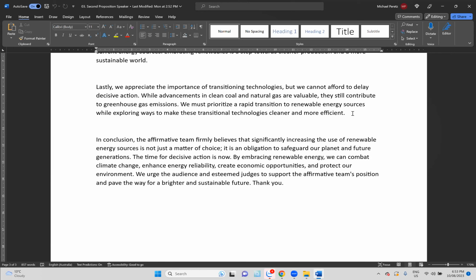In conclusion, the affirmative team firmly believes that significantly increasing the use of renewable energy sources is not just a matter of choice, it's an obligation to safeguard our planet and future generations. So they're saying the argument they're summing up with here is saying that it's not just something that would be nice to do, it's something that we need to do. It's very important to protect the future generations. The time for decisive action is now.